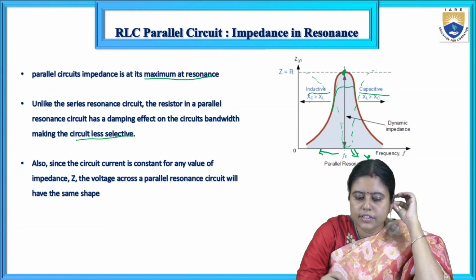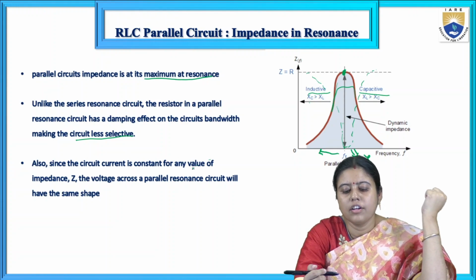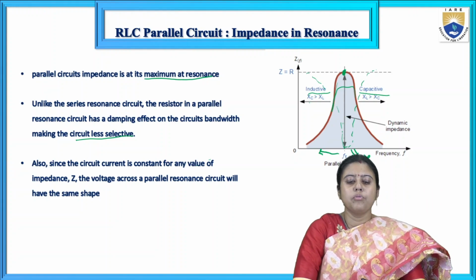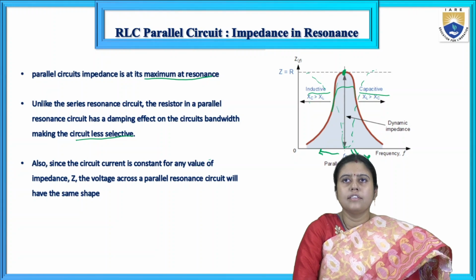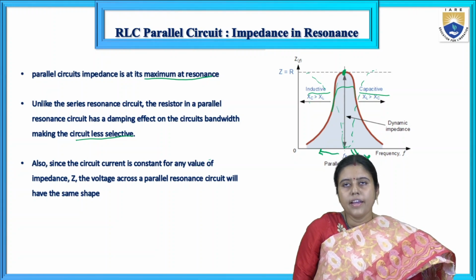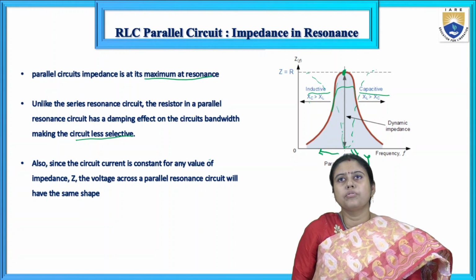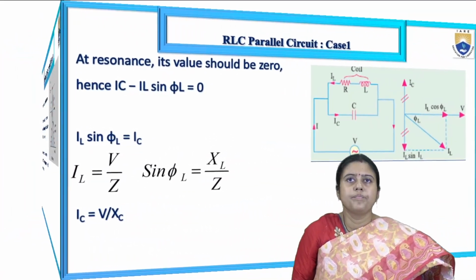Next, since the circuit current is constant for any value of impedance, the voltage across the parallel resonance circuit will have the same shape. The shape is always like this. The magnitude may change, but the shape will always be like this.